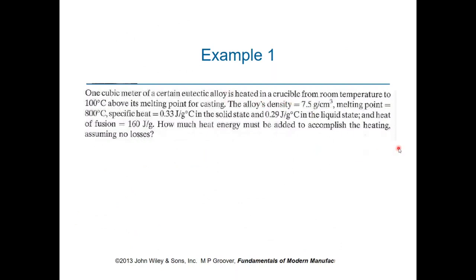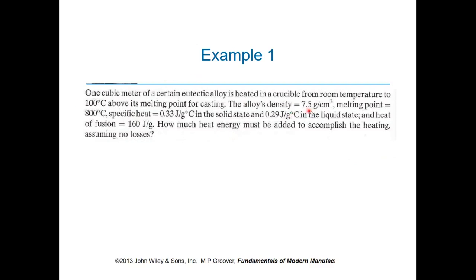It is heated in a crucible from room temperature to 100 degrees C above its melting point for casting. Well, why 100 degrees above? Because we want to bring it to a pouring temperature, and that is normally above the melting temperature. Reason: if you heat it only to the melting temperature, when the molten material is flowing inside the runners, it freezes and solidifies, so the cavity will not be filled properly. So we have to elevate it to a higher temperature so that when there is a drop of temperature, it is still in the liquid state.